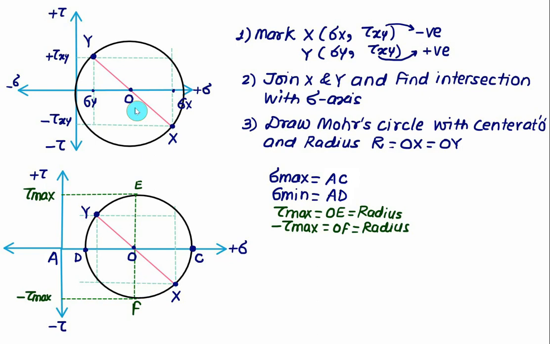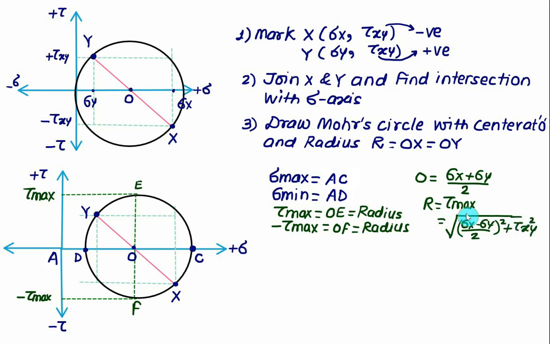And the position of O, that is the coordinate of O, we can obtain as sigma x plus sigma y divided by 2. So using sigma x plus sigma y by 2, we can find the coordinate of the center, and the radius is equal to the maximum shear. It means that we have maximum shear, which is given as the square root of sigma x minus sigma y by 2 whole square, plus tau xy square.